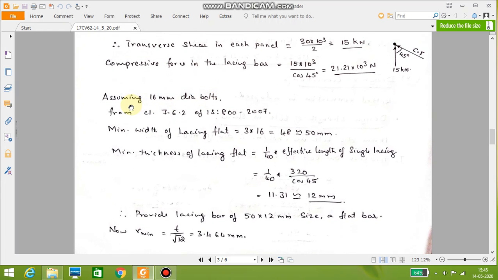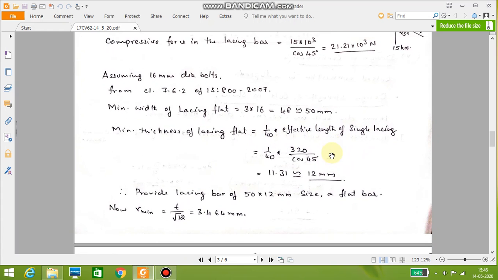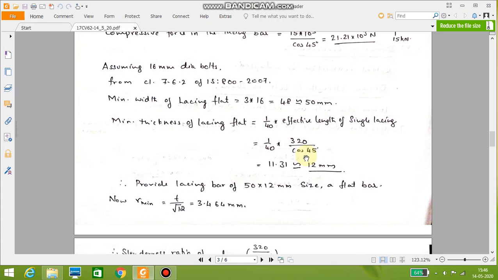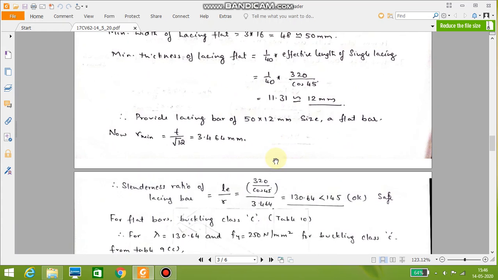Now we assume 16 mm diameter bolt. From clause 7.6.2 of IS 800-2007, we can fix the dimensions of the lacing. The minimum width of the lacing flat is 48 mm, 3 times the diameter of the bolt, and minimum thickness should be 1 by 40 into effective length of single lacing. So 1 by 40 into 320 divided by cos 45, the effective length I want to calculate. It works out to be 12 mm. Therefore, provide lacing bar of 50 by 12 mm size. A flat bar I have to provide.